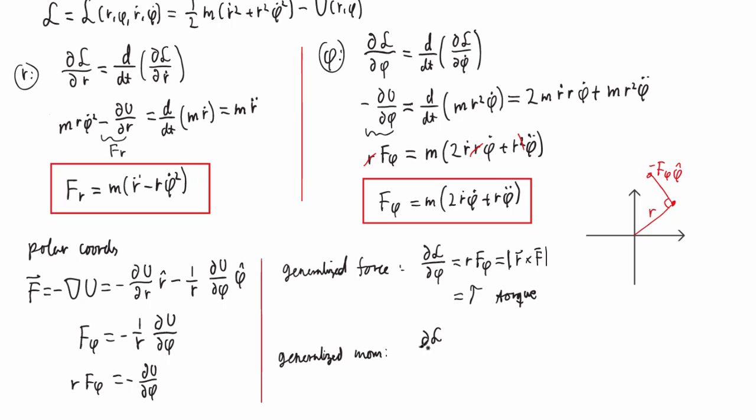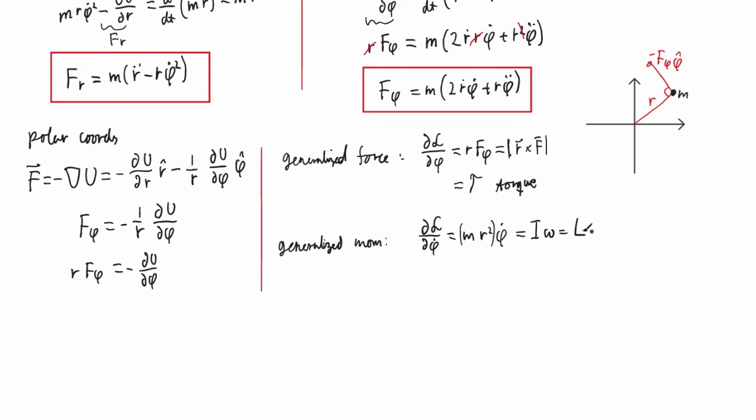So let's see what we get then for the generalized momentum. So ∂L/∂phi dot. Well, we already calculated that. That's m r squared times phi dot. So m r squared, well, that is the moment of inertia of this particle here of mass m. Phi dot is the angular velocity of that particle. So this is I omega, in other words, the angular momentum. And you should already know that angular momentum is the rotational analog of regular momentum.